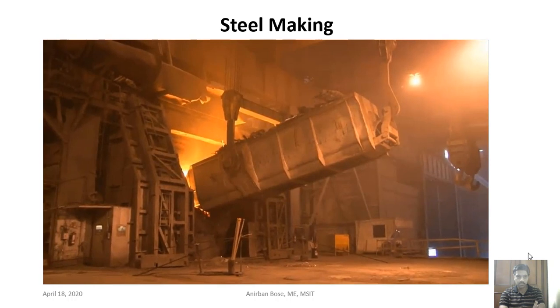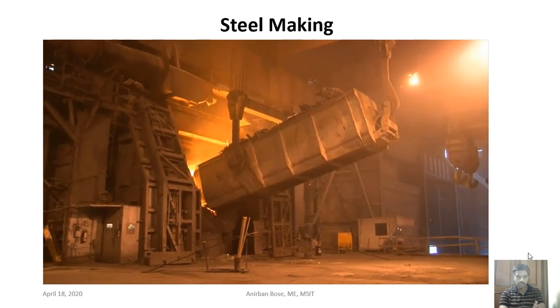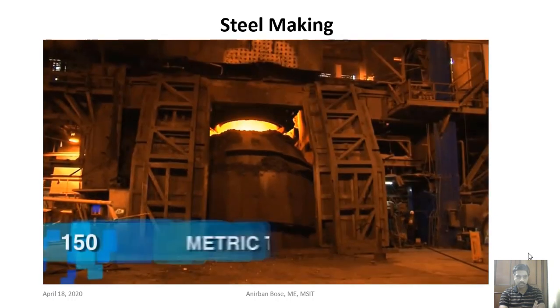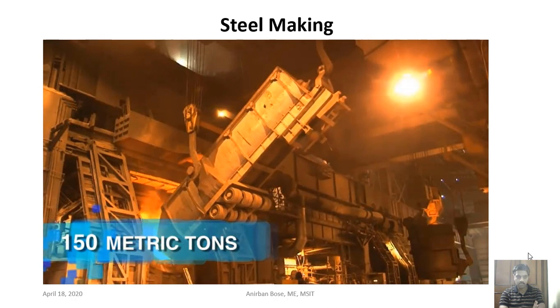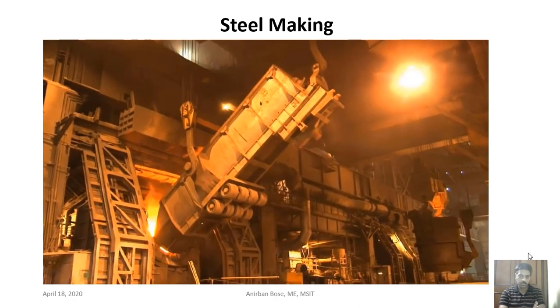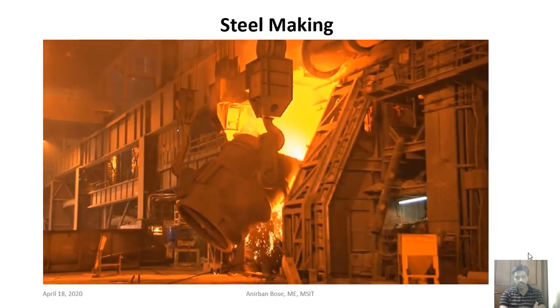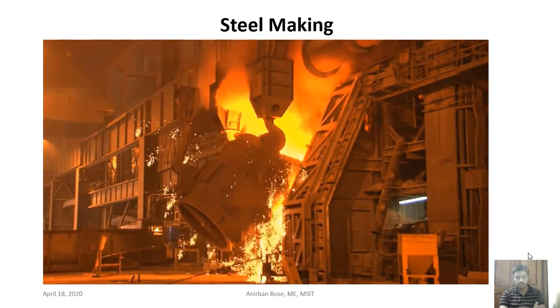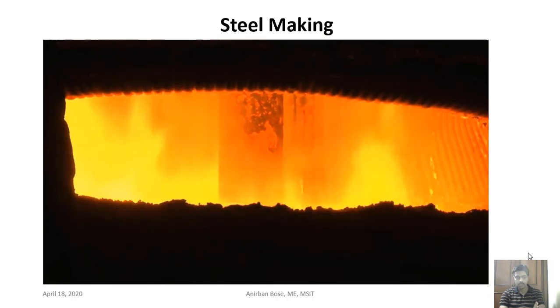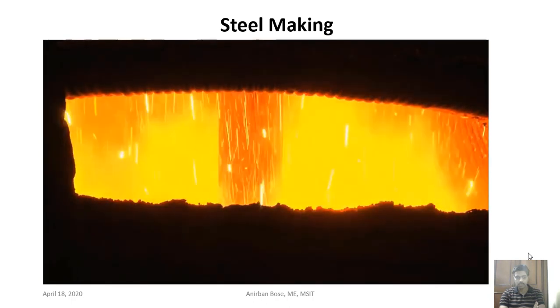BOF steelmaking begins by loading scrap metal into the converters, pear-shaped refractory-lined furnaces with capacities of up to 150 metric tons, lined internally with refractory brick. When the proper amount of scrap metal has been loaded into the converter, molten pig iron is added by means of large ladles operated by traveling cranes.